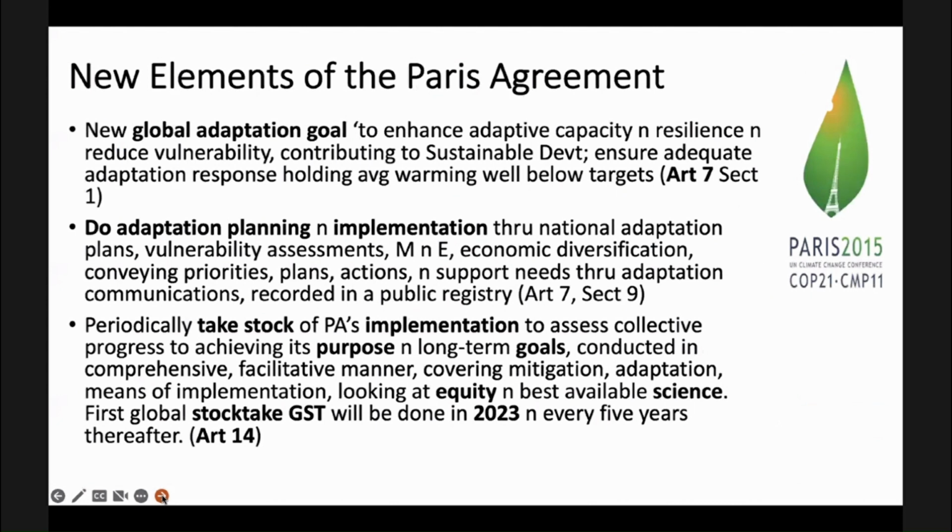It created a new global adaptation goal, that's Article 7, and did some plans for adaptation through national adaptation plans, vulnerability assessments, monitoring and evaluation, economic diversification, and the recording of actions needed in a public registry, which is publicly available, preferably on the web. It identified a way to periodically stocktake what was happening to the implementation. And you can see this first global stocktake I've already mentioned. It will take place in 2023.